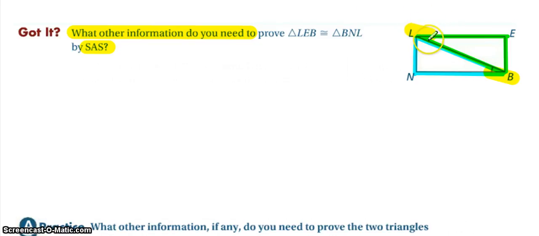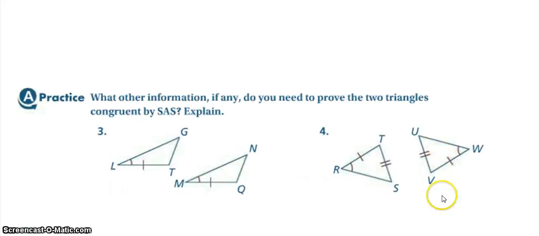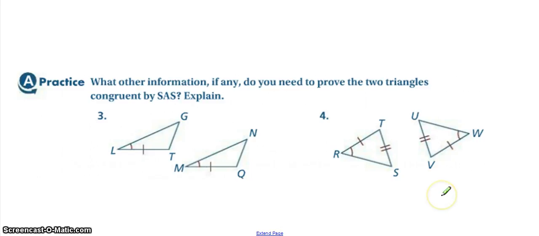The only thing that we would need left to prove side, angle, side is the other sides to make that angle our included angle. So I could use side LE in my green triangle, and I could use side NB in my blue triangle, and if I can prove that NB is congruent to LE, then I can prove they're congruent. So there you have it. For a little bit more practice, come down here and check out problems 3 and 4.